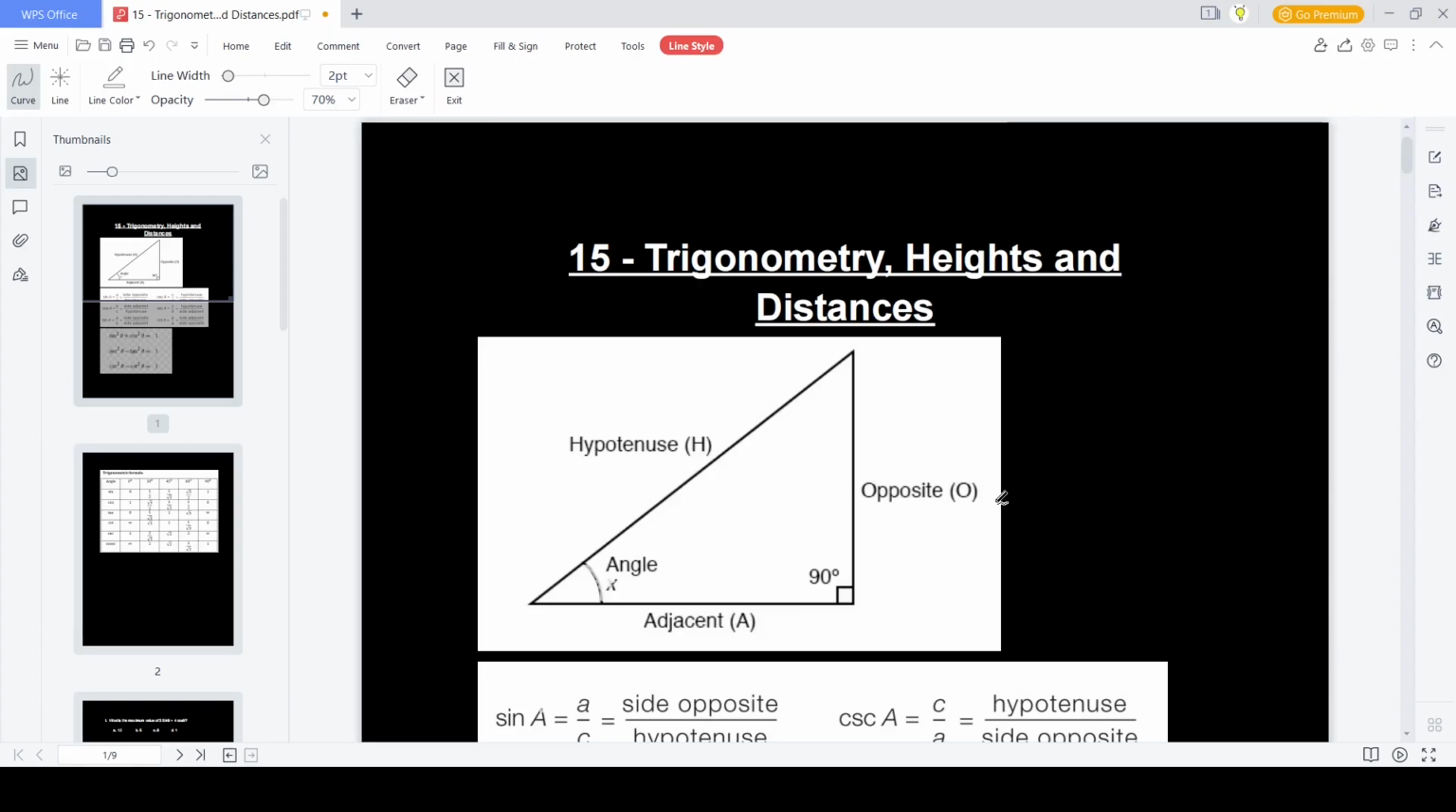So today's topic is going to be trigonometry, heights and distances. It's a very small topic. This will be done very soon. Okay. So suppose there's a right angle triangle.